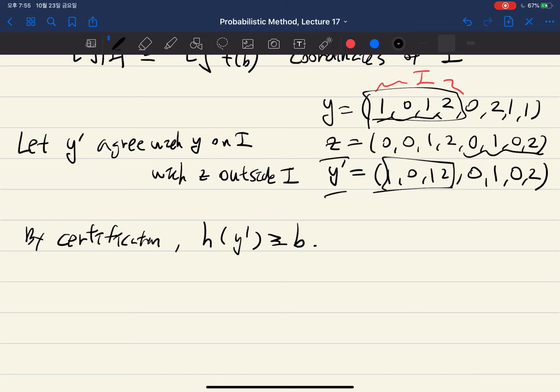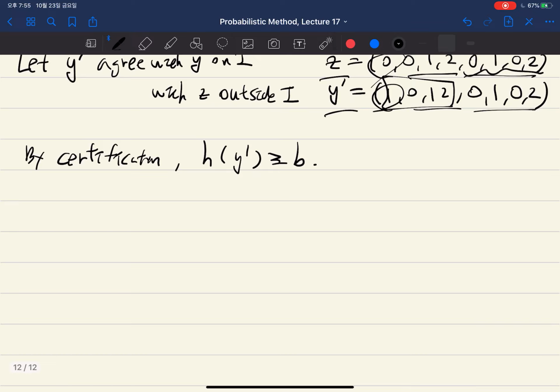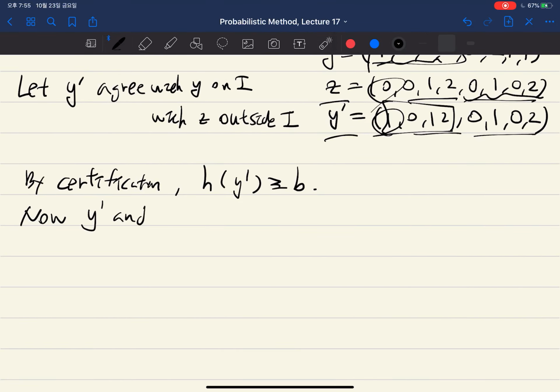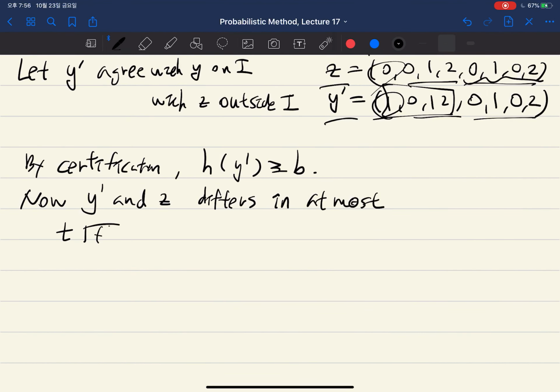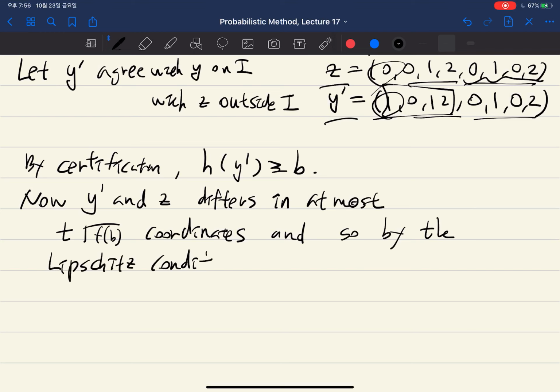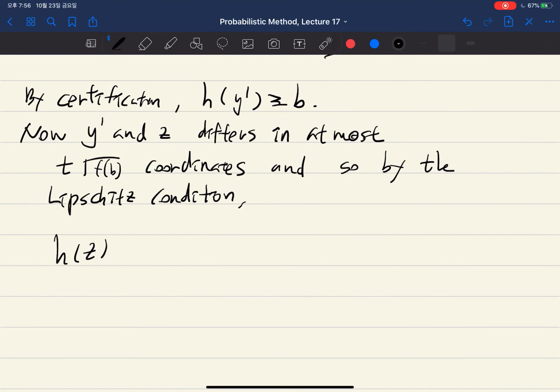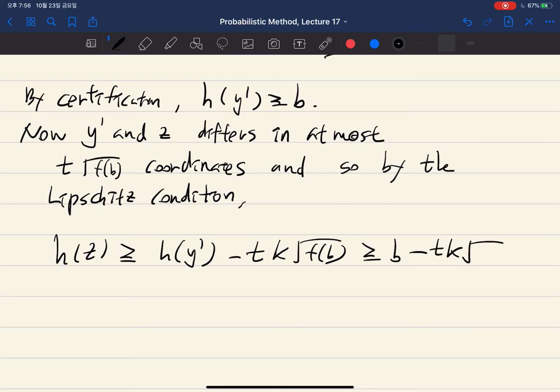But now what do we know? Between g and y prime, they are all the same except this one coordinate. So now y prime and g differ in at most t square root of f(b) coordinates. And so by the Lipschitz condition, we have that h of g is at least h of y prime minus t times k square root of f(b), which is at least b.